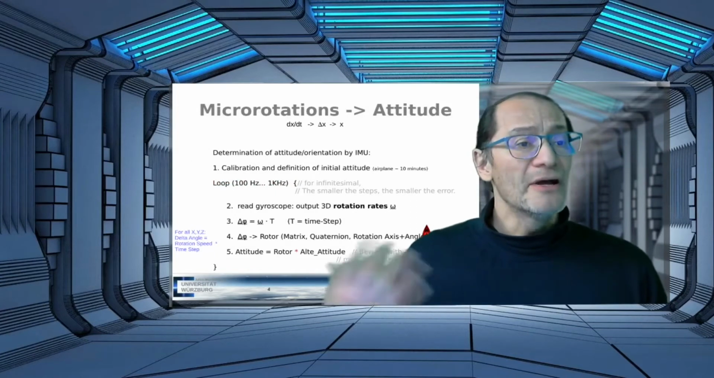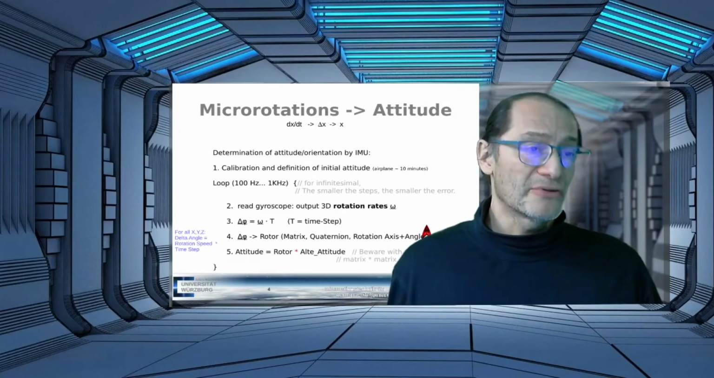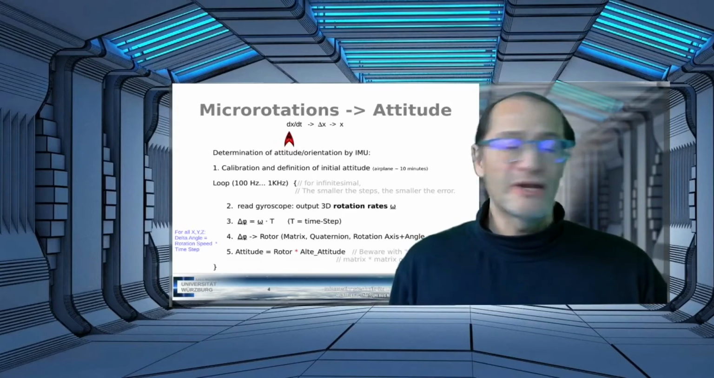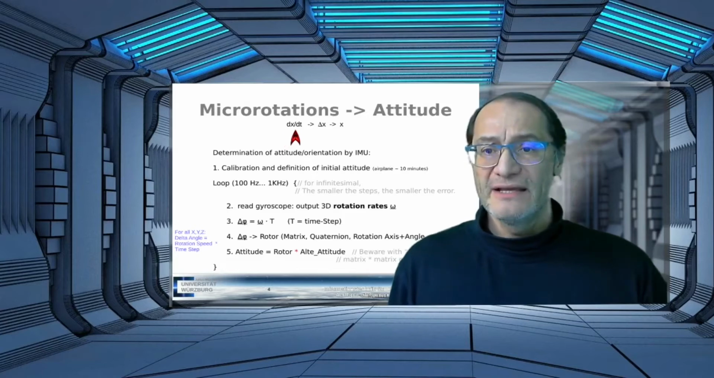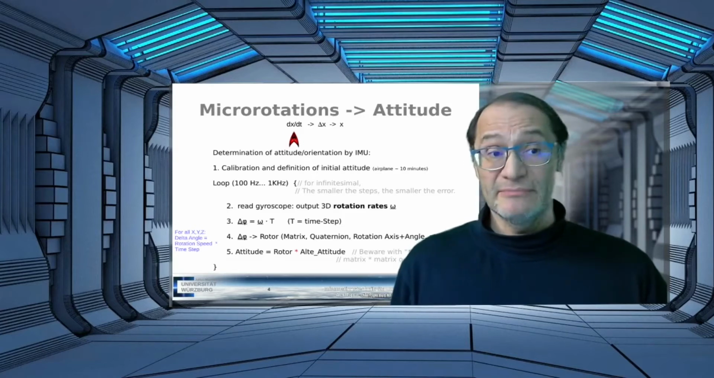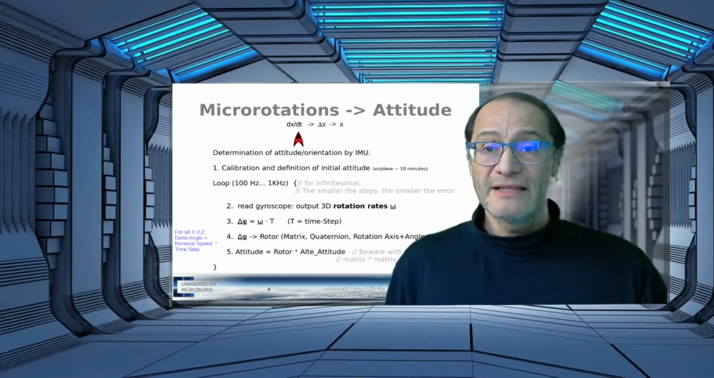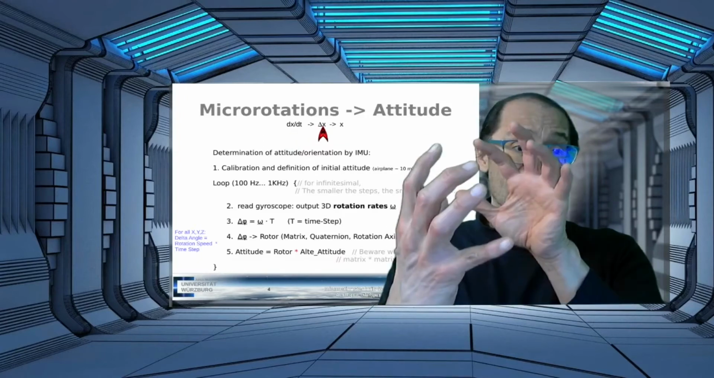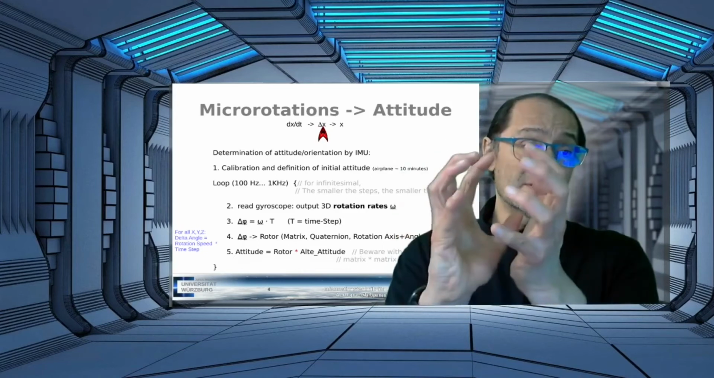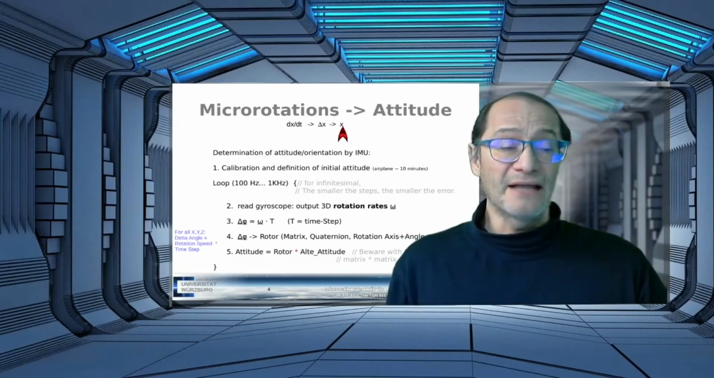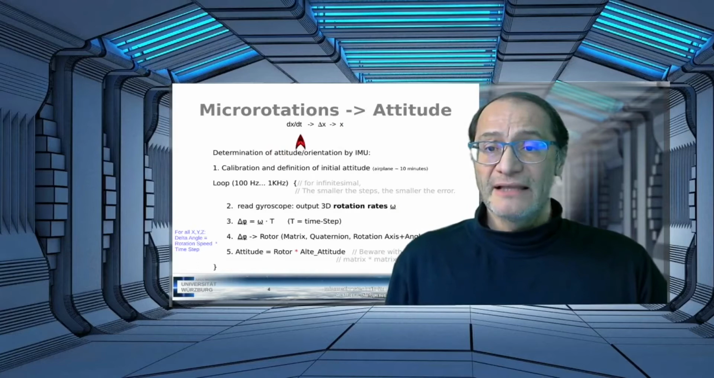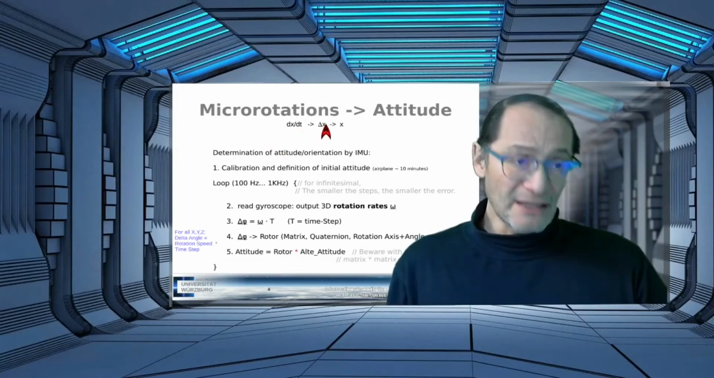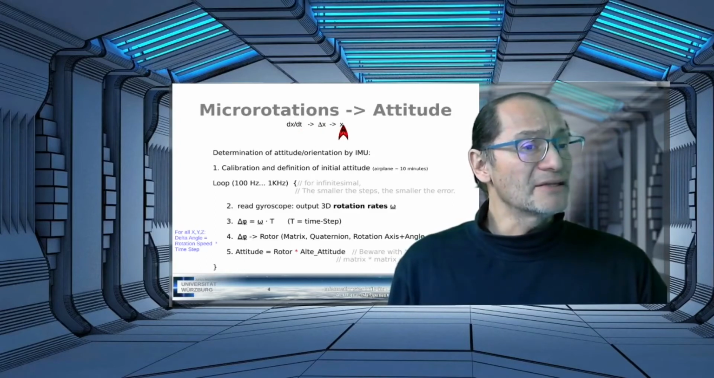Okay, now how do we come from micro rotations to attitude? Do not forget, please, we are talking about three different things. dx/dt, that is the speed. This is the rotation speed. Then we have delta x. This will be the delta rotation. So we were here and now we are here. So what was the change? And then the attitude. Then what we have to do is go from speed to delta and then increment the attitude.